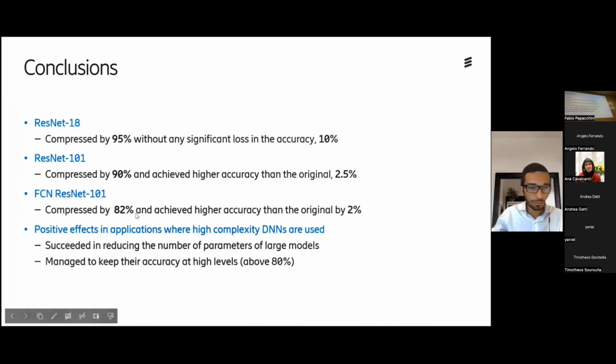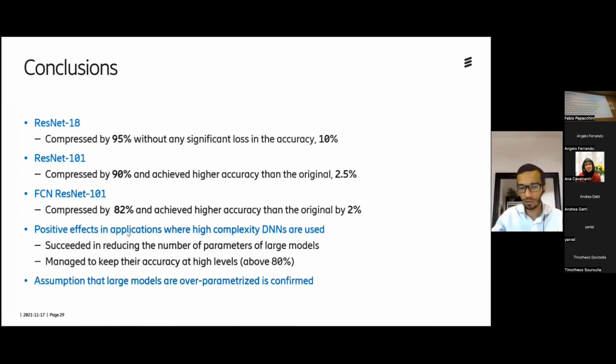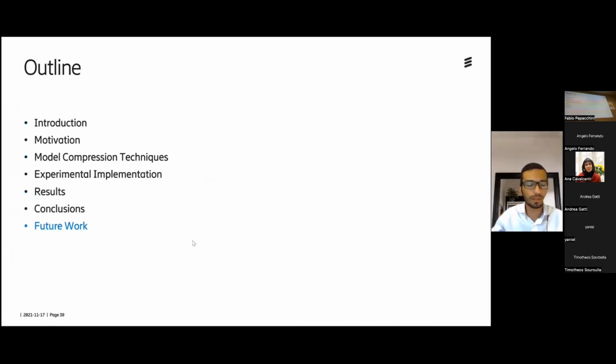So we have noticed some positive effects in applications where high complexity neural networks are used, and we succeeded to reduce the number of parameters, and we managed to keep their accuracy at high levels. And the assumption that large models are often over-parameterized is confirmed.